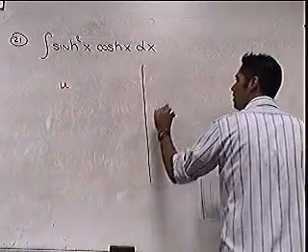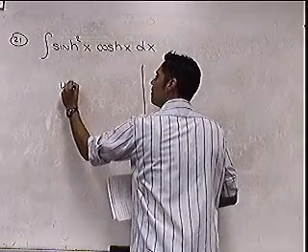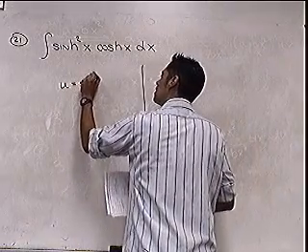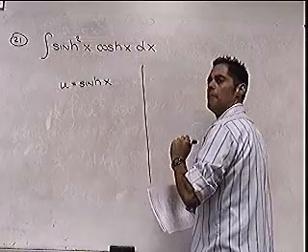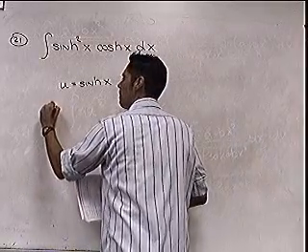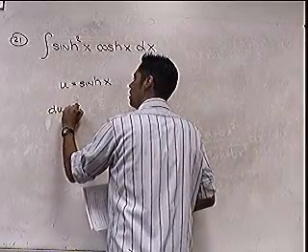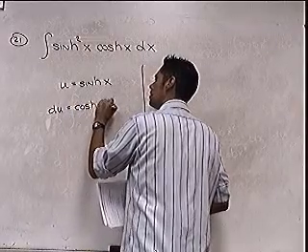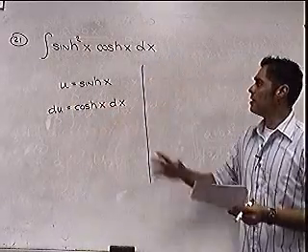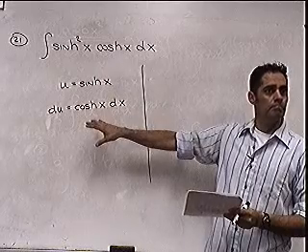I'm going to do it two ways, just to show you the difference. If I choose it to be the hyperbolic sine, then what's du? Cosine hyperbolic x dx, right? Do y'all see that? Yes?